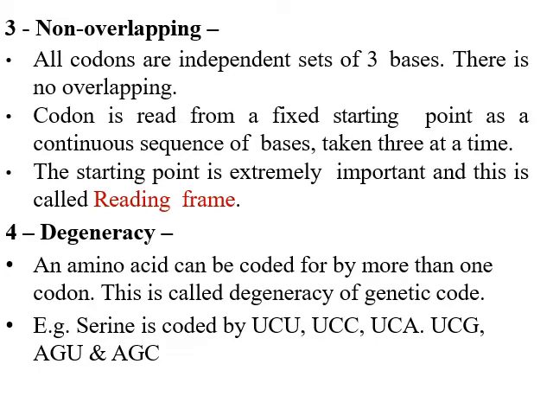The reading frame, the starting point, is extremely important. Fourth property of genetic code is degeneracy. An amino acid can be coded for by more than one codon. This is called degeneracy of genetic code. For example, serine is coded by UCU, UCC, UCA, UCG, AGU and AGC.